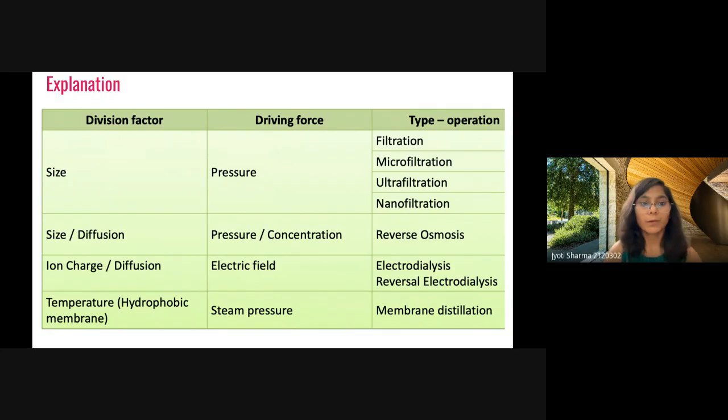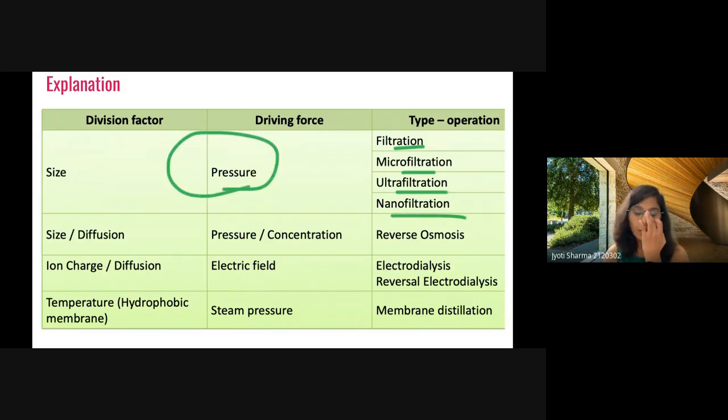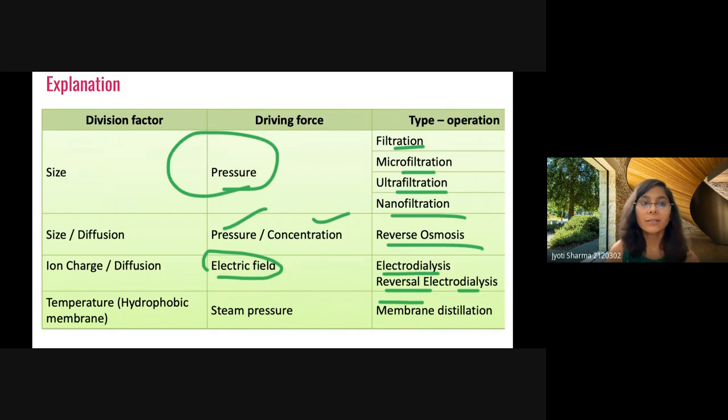In the filtration, microfiltration, ultrafiltration, and nanofiltration, the driving force is pressure. For reverse osmosis, the driving force is pressure as well as concentration. For electrodialysis or reversal electrodialysis, the driving force is electric field. But for membrane distillation, the driving factor is temperature and steam pressure.